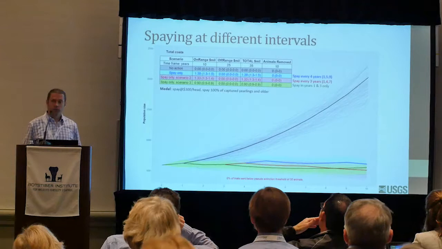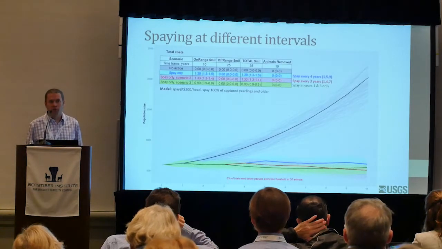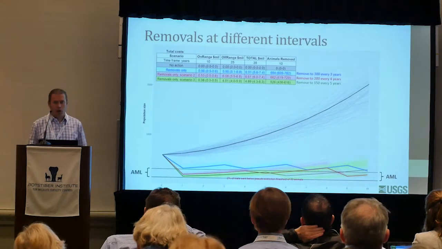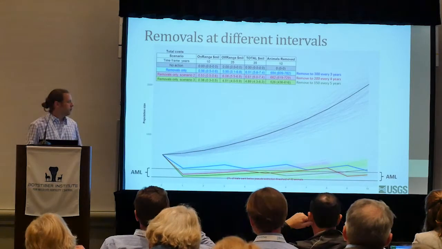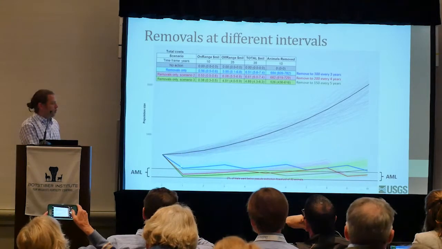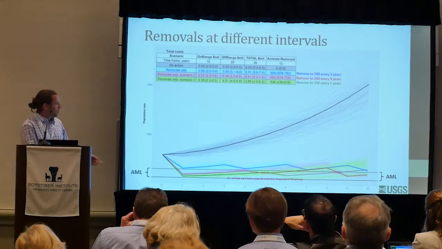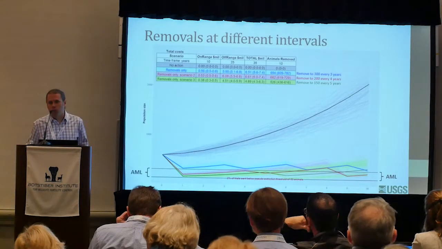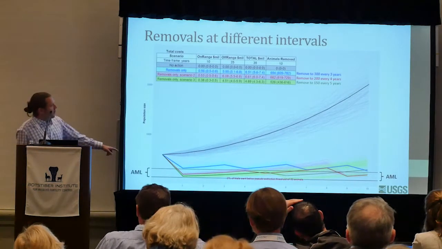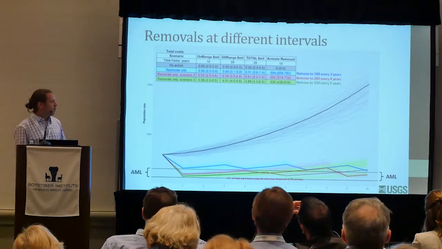So, okay, we're going to compare that to PCP. Now let's say, what if I only do removals? In this graph, we're going to remove to high AML of 300 and then let it grow, and we're going to do that every 3 years, versus what if I remove to 200 animals every 4 years, versus what if I remove to low AML, so 150, and I do that every 5 years? What are the costs?